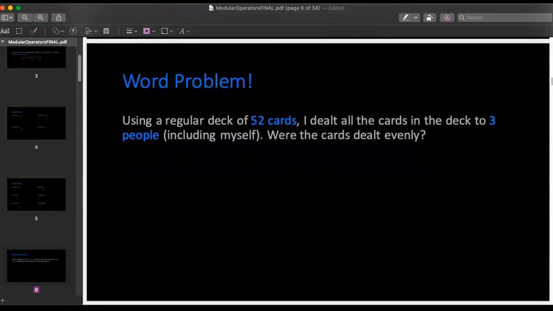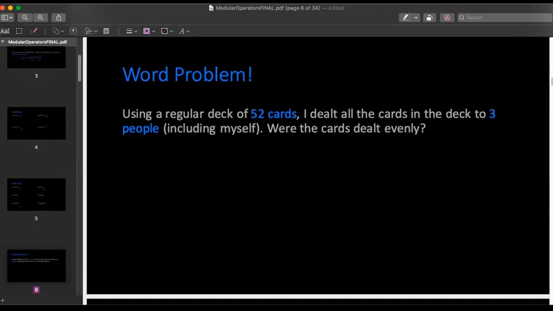We're gonna get into a harder problem now, which I'm really excited about. This is a word problem now, but it's gonna use the same sort of math. All right. So here's the word problem. Using a regular deck of 52 cards, I'll deal all the cards in the deck to 3 people, including myself. Were the cards dealt evenly?